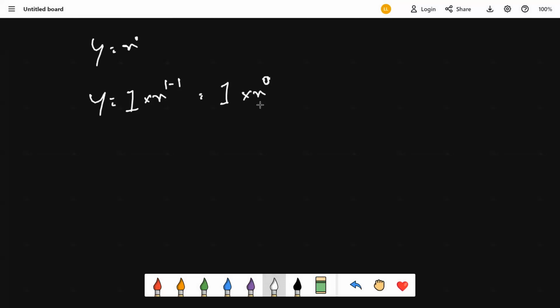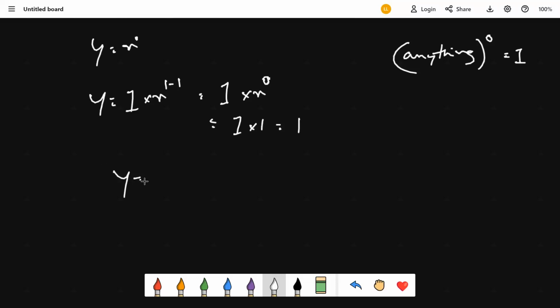And don't think x to the power 0 means 0. Anything to the power 0 is equal to what? 1. Anything to the power 0 is equal to 1. So x to the power 0 is equal to 1, and 1 times 1 equals 1.